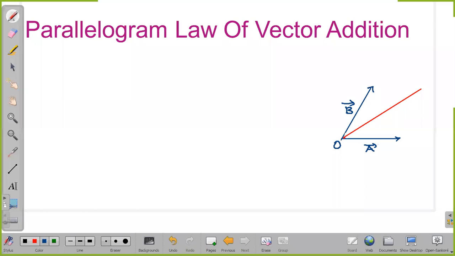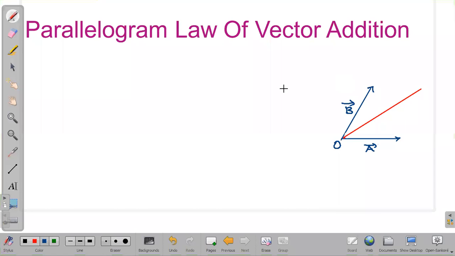Here, if two vectors, both magnitude and direction, represent two adjacent sides of a parallelogram from the same point, then the resultant of these two vectors will be the diagonal of the parallelogram which is formed over here. That is the statement of the parallelogram law. I have written only two sides of the parallelogram. I will be drawing the remaining two sides also.